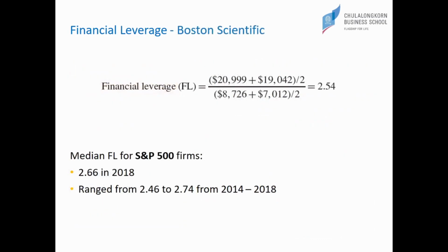So again, back to Boston Scientific. Their financial leverage is 2.54. Okay. So here, this is not in terms of percentages. This is just the number 2.54. But the median financial leverage was 2.66 in 2018, and it ranges between 2.46 and 2.7. So we can say that Boston Scientific's financial leverage falls around the average. Okay, so it's not too high and not too low.